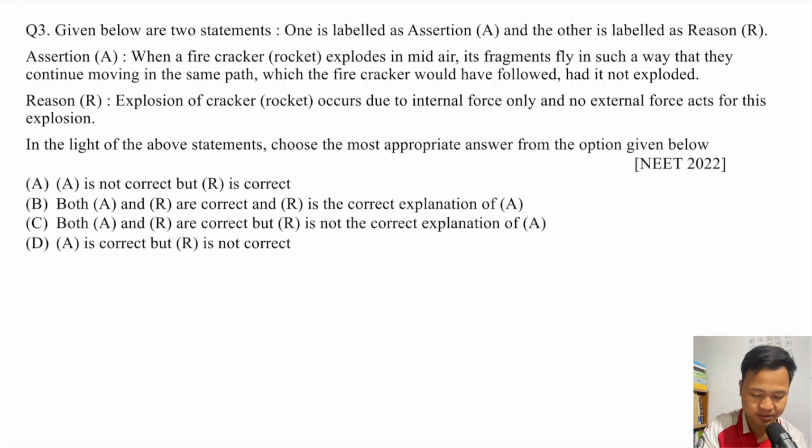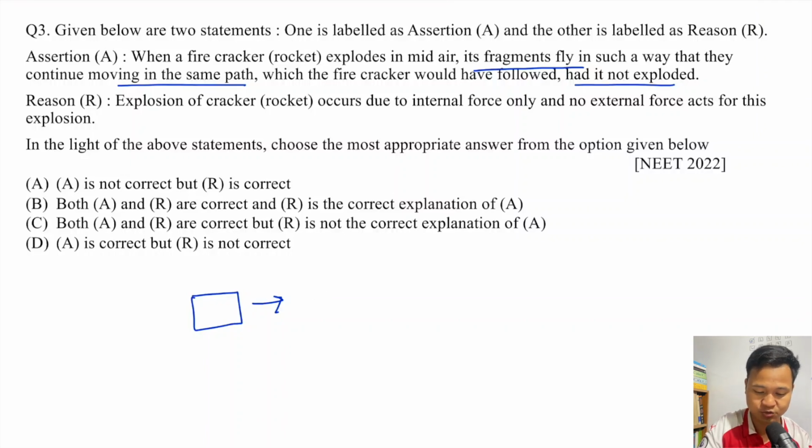Now an assertion-reason question. When a firecracker or a rocket explodes in mid-air, its fragments fly in such a way that they continue to move along the same path which the firecracker would have followed had it not exploded. For example, a rocket is going like this. This is the path of the center of mass. So it is straight. Let's say this is the path of the center of mass.